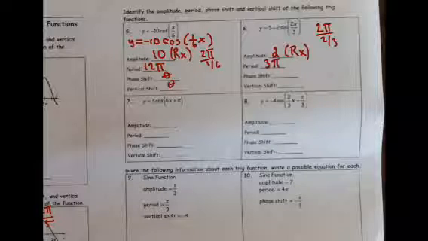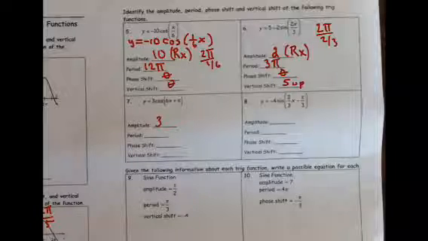Phase shift, none. Vertical shift, 5 units up. Number 7, you have amplitude of 3, no reflection. Period is 2 pi over 6, which would be pi over 3.